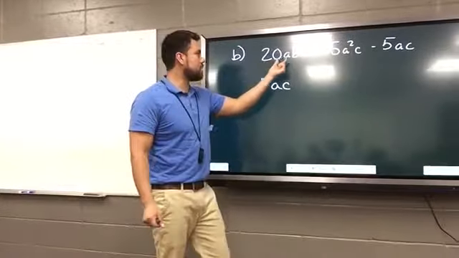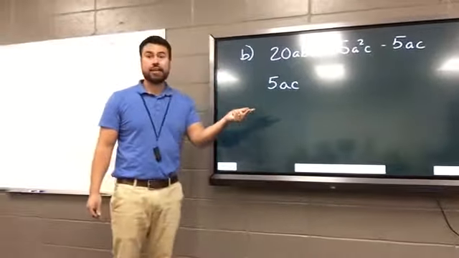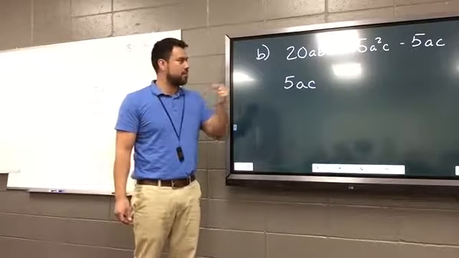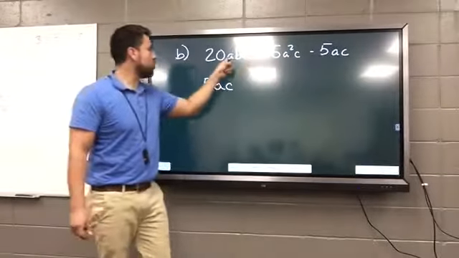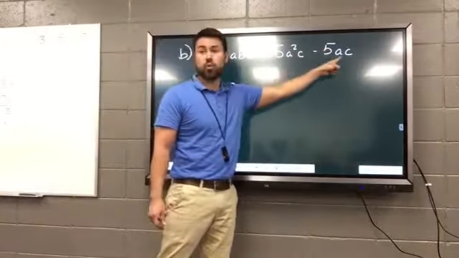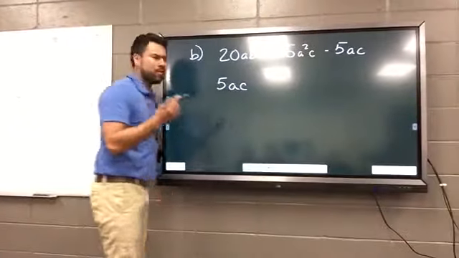All right, looking at the numbers, is 5 the GCF of 20, 15, and negative 5? Yes. But A, they all have A. This one has 1 A, that one has 2 A's, and that one has 1 A. So how many A's do they share in common? 1.